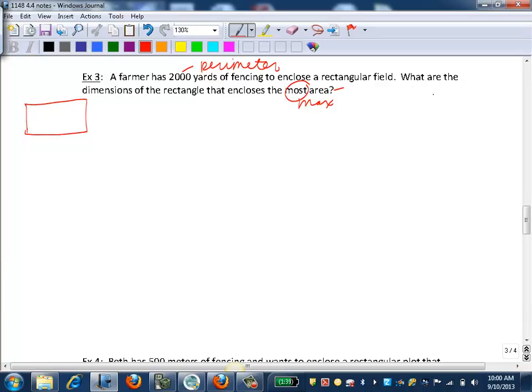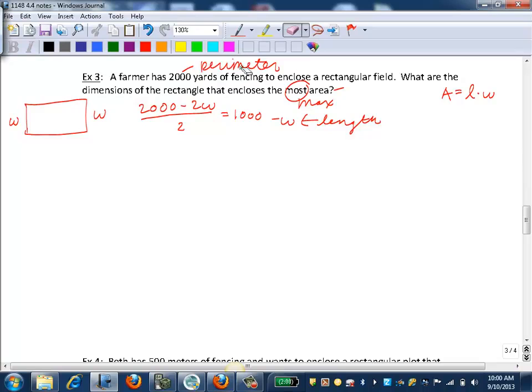Okay, so let's recall that the area of a rectangle is the product of the length and the width. So let's call our width, as it's drawn here, W. So now we have 2,000 yards total, and we know we have two widths and two lengths in a rectangle. So if I start with that 2,000, and I subtract off the two widths, that's what I'll have left for the two lengths. So then if I divide that in half, that'll give me 1,000 minus W. This is going to be our length.